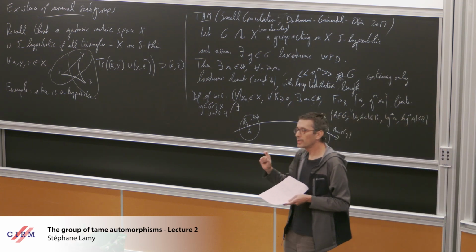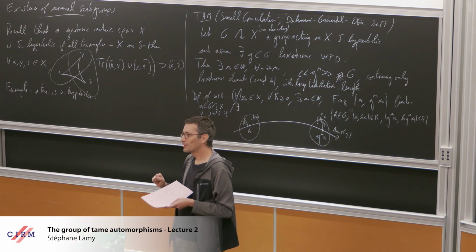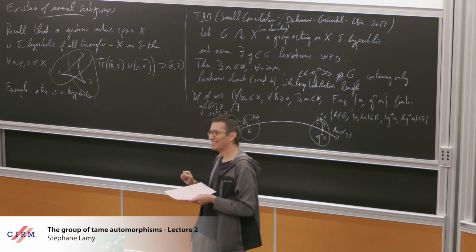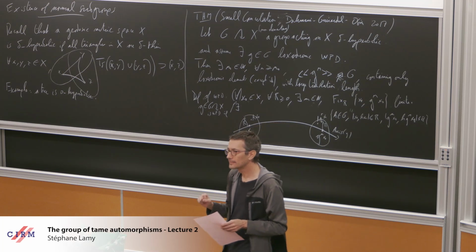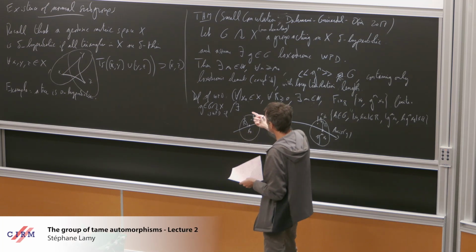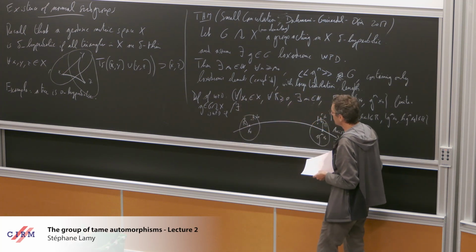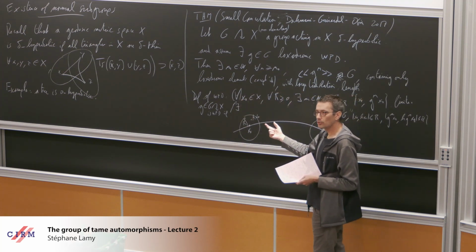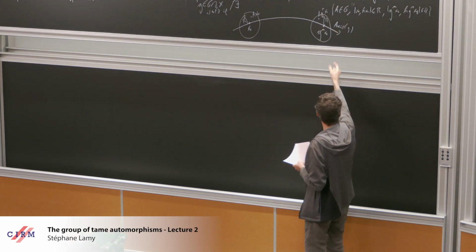WPD is for weakly properly discontinuous. Not my invention. Yeah, you can pick x0 anywhere, not on the axis. That's an exercise to see that it's the same. And in fact, we're going to apply it for the case of a tree. For a tree, it's even simpler. So let me give you the version for the tree.